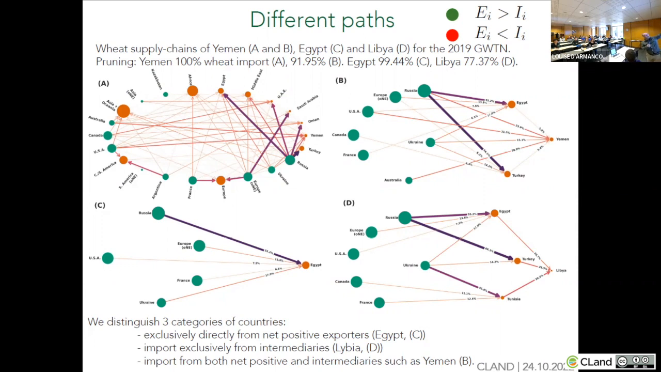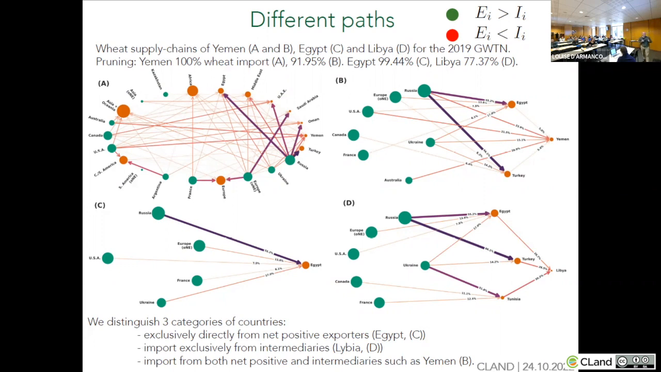actually the wheat is going from Russia, Ukraine to Egypt and Turkey, and then Yemen, and sometimes directly from Australia and Ukraine to Yemen. And that's a typical illustration of one class of countries that we saw, is that Yemen, in this case, receives wheat directly from Ukraine, but also from intermediaries, such as Turkey or Egypt.